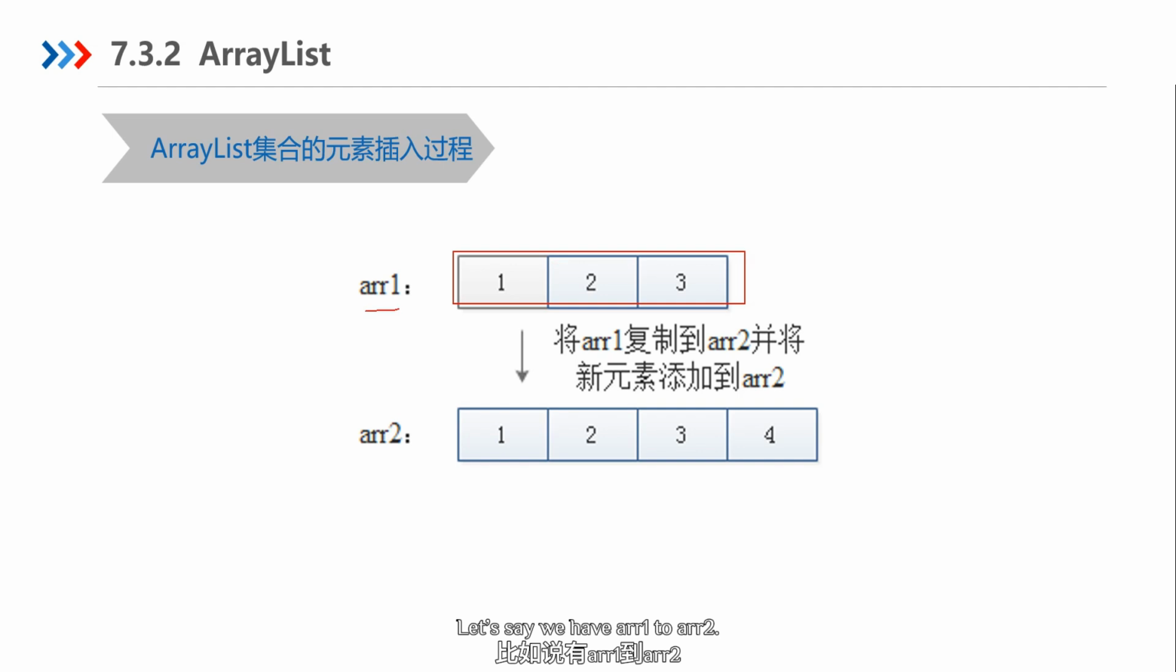Let's say we have R1 to R2. Then R2 is a new array. And in that new array, we can copy some elements of the old array, and then put the new element at the end. This is the process of inserting elements.